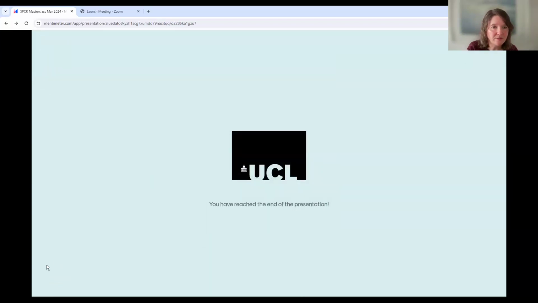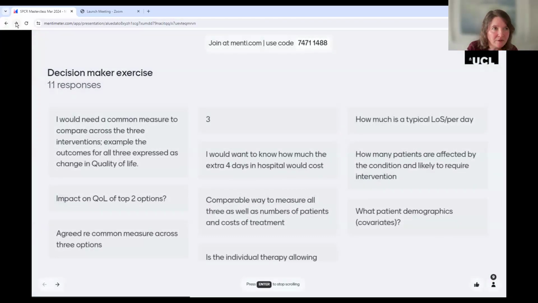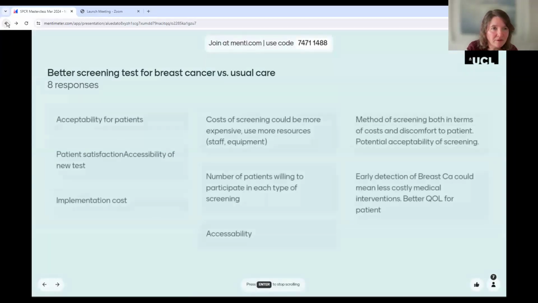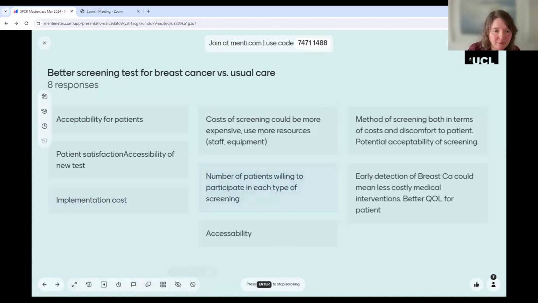And I've got one more along the same lines. Oh, I haven't reached the end of the presentation. Oh no, I've skipped one. I've lost one. I had another one which was about schizophrenia, which I seem to have lost somehow. Oh well. Never mind. Those are some very nice answers for the breast cancer example. Thank you. So let's go back to the slides. Here we go.